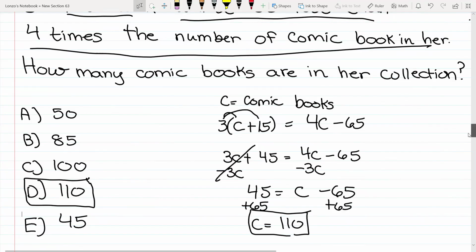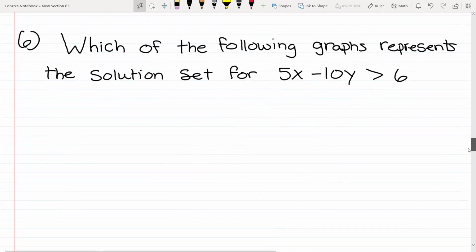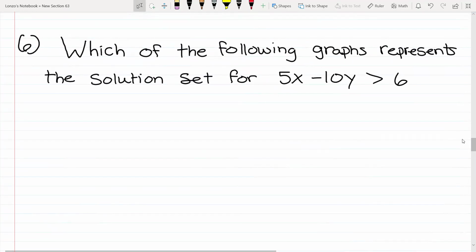Okay, so that was that one. Let's move on. So question 6 says, which of the following graphs represents a solution set for 5x minus 10y is greater than 6? It did have some options, but I didn't draw it.